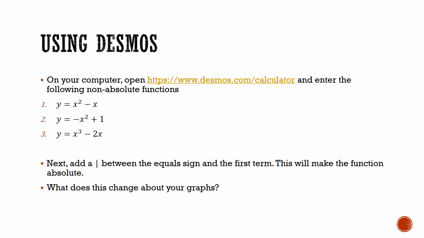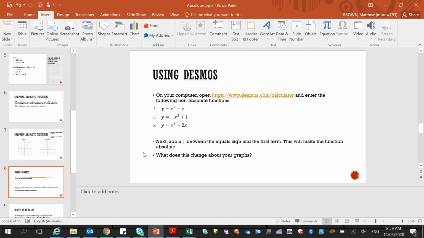Okay, and what I want you to do is use Desmos to graph these functions. So what I'm going to do, I'm going to show you how to graph the first one. And then we're going to be making it absolute. So you don't have to do an absolute symbol on either side. You only have to do it at the start, which is a weird thing with Desmos, but we'll do that.